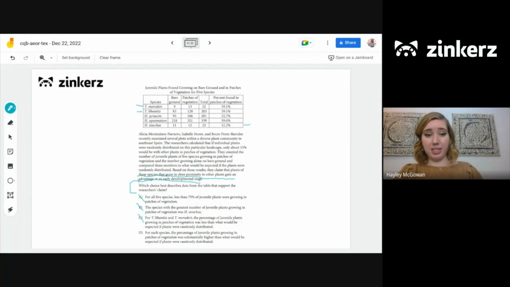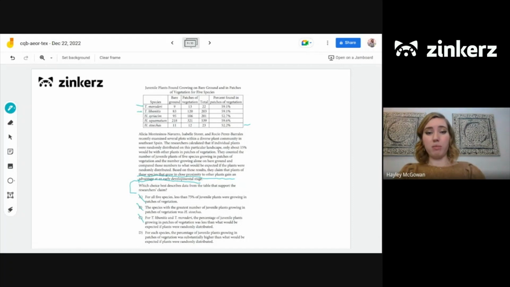So that just leaves us with D. So let's see D. For each species, the percentage of juvenile plants growing in patches of vegetation was substantially higher than what would be expected if plants were randomly distributed. Okay, so we're talking about these percentages again. I mean, essentially, since all of these percentages are greater than 50%, that's more than half. So that means that more than half of all the species of plants were growing in patches of vegetation as opposed to the bare ground.